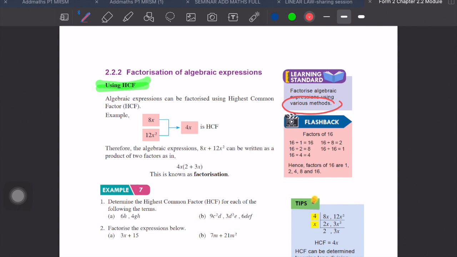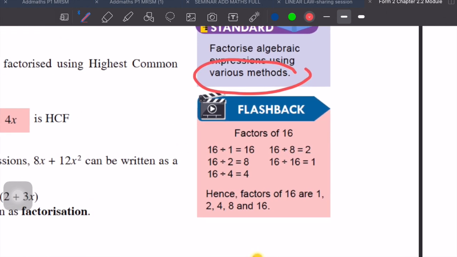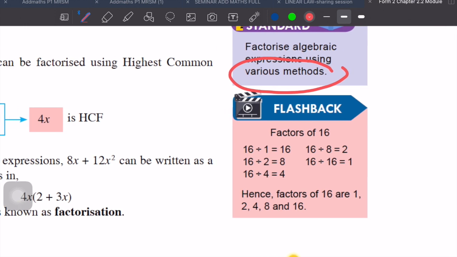Okay, before that, we look at this flashback. For example, we have factors of 16. What is the factors of 16? Okay, any number that can divide completely 16. So we have 1, we have 2, 4, 8 and 16. Okay, apa-apa nombor yang boleh membahagi tepat nombor 16. Okay, so itu adalah faktor-faktor kita. Okay, so hence factors of 16 are 1, 2, 4, 8 and 16 itself.